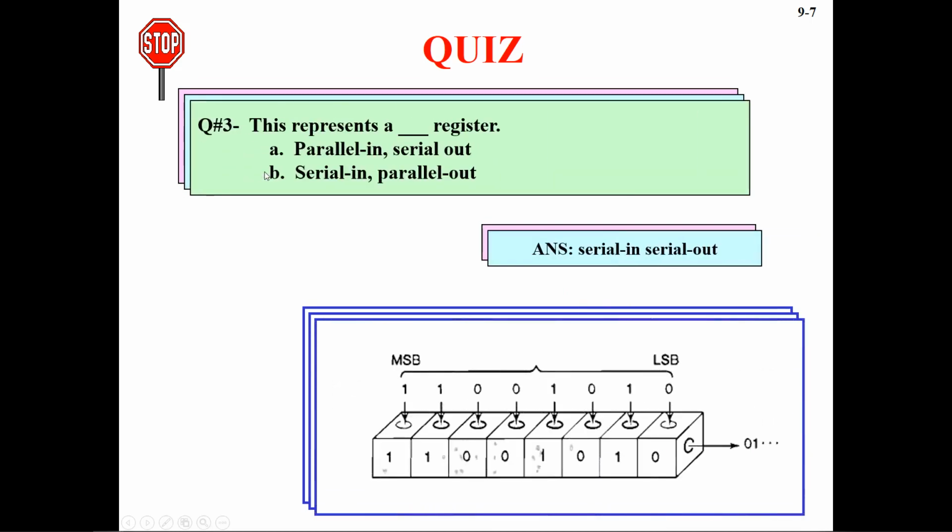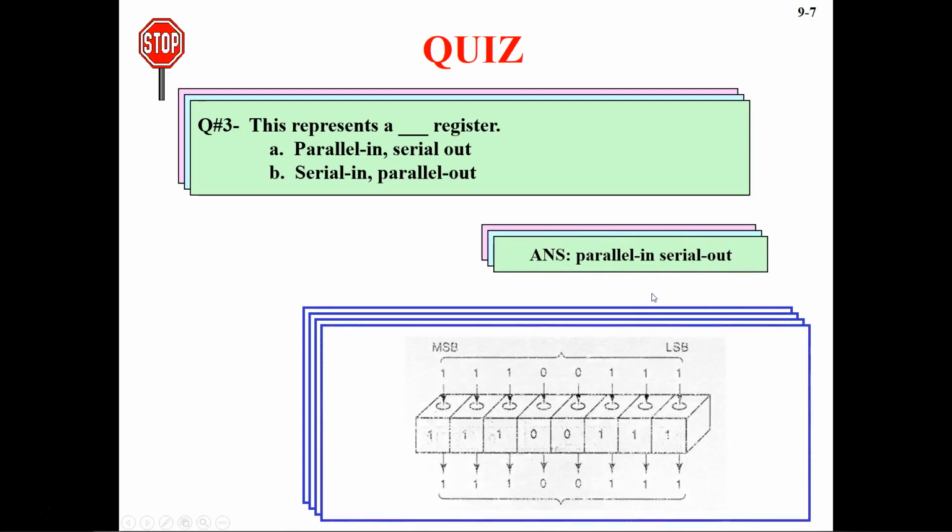And then if you have the data going in this form, you know that this is parallel in, and the data is coming out from here. So you see that this is a parallel in, serial out type shift register. So parallel in, serial out.